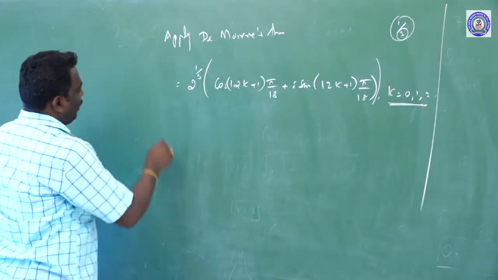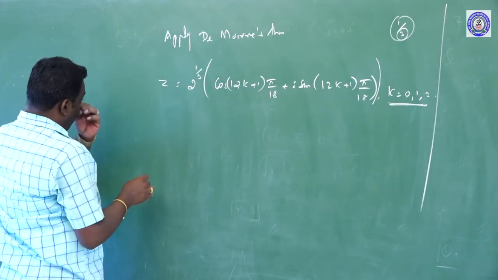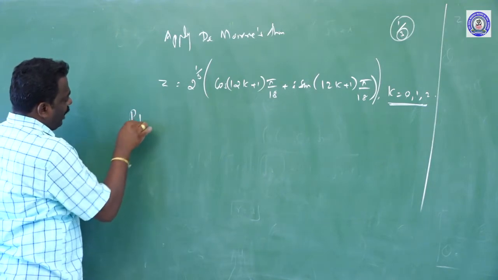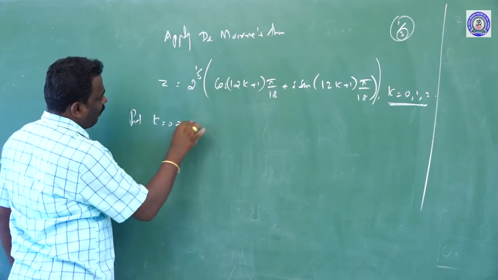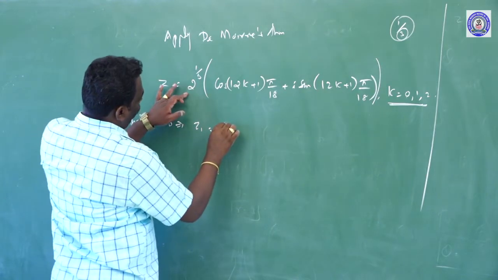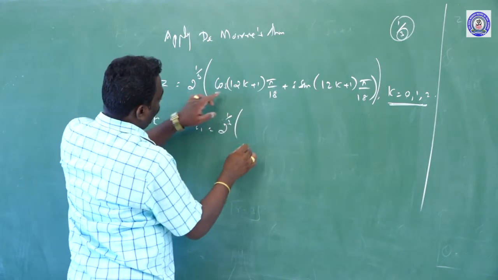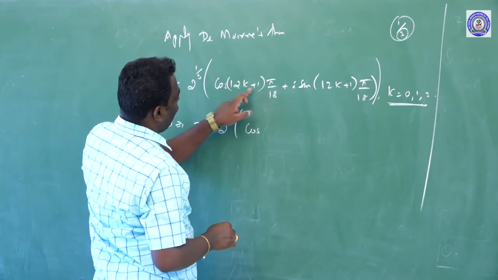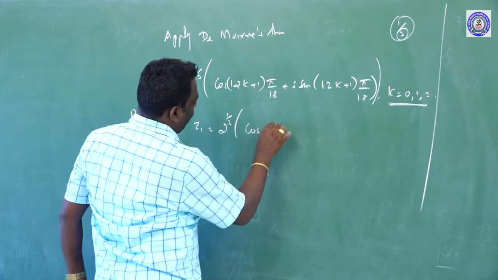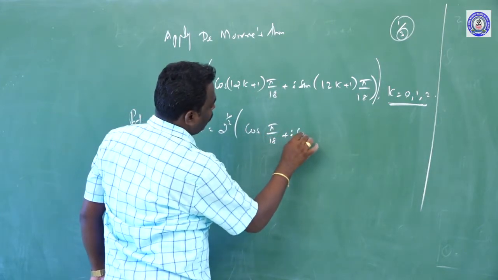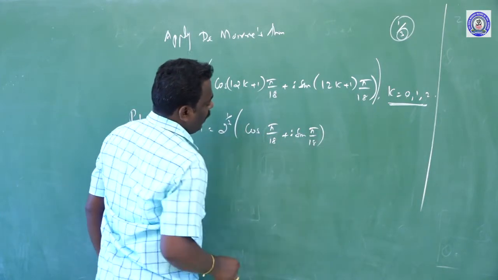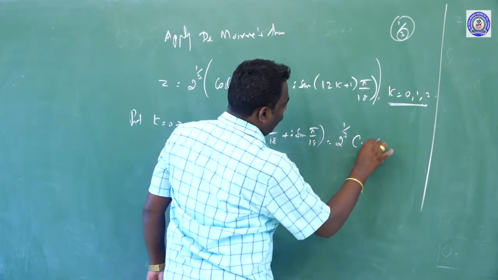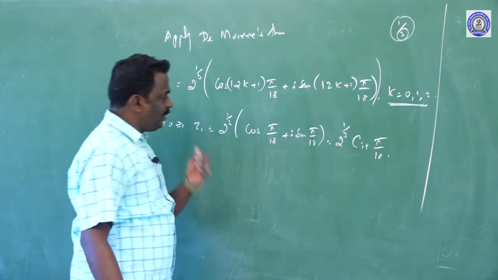Now this is the general form of z. Now what do we want to do? We have to put k equal to 0, 1, 2. First put k equal to 0, that implies the first number z1 is defined by 2 power 1 by 3 into cos of pi by 18 plus i into sin of pi by 18, with k equal to 0 and that term cancelled. That is equal to 2 power 1 by 3 cis of pi by 18, which is called the first root.